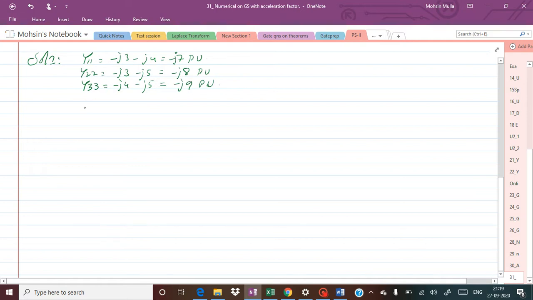Similarly we need to determine the other elements, like Y12 which is equal to Y21, which will be equal to minus Y12, what is connected between 1 and 2.